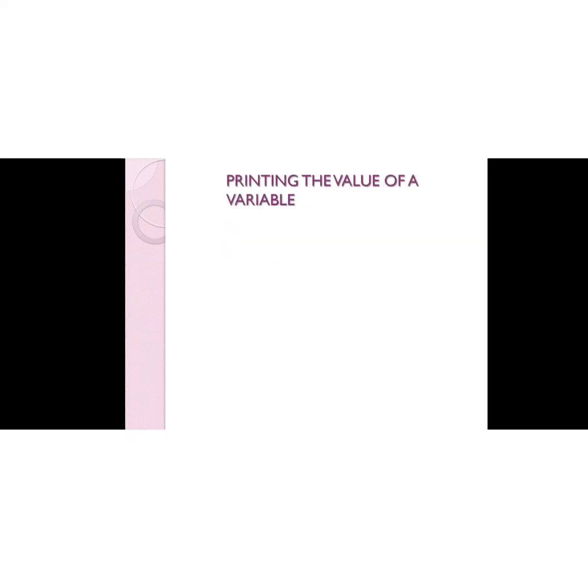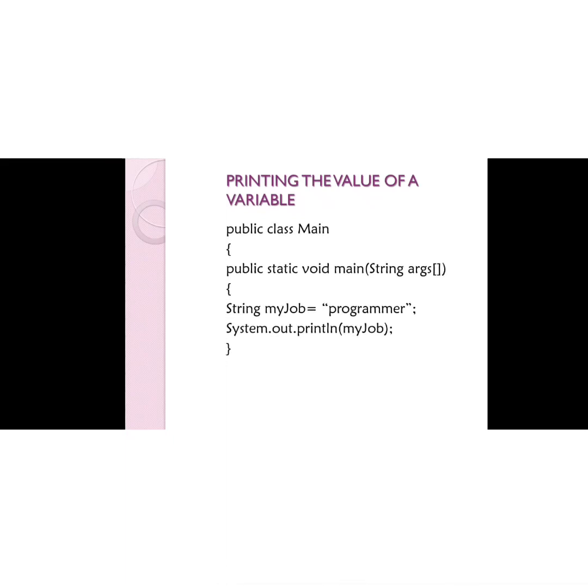Next, let's see how we are printing the value of a variable. In this code, we have a main class, and inside that we have a main method. In the first statement, we are initializing the variable called myJob. It is of type string and we are assigning it the string programmer. After this statement is executed, we'll have a box inside our computer's memory that contains the value programmer. The name of this box will be myJob.